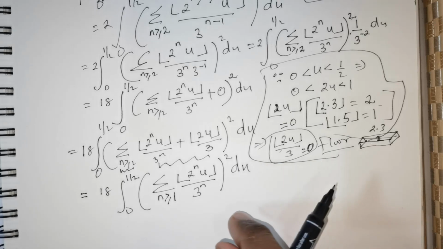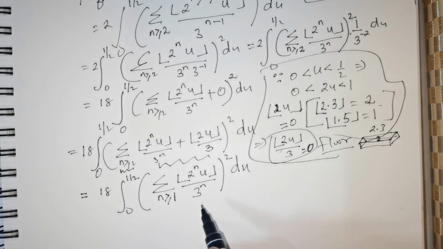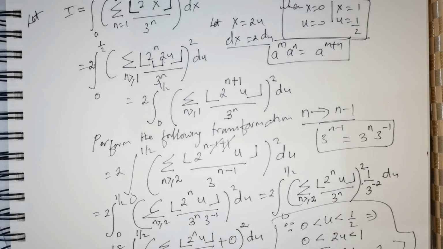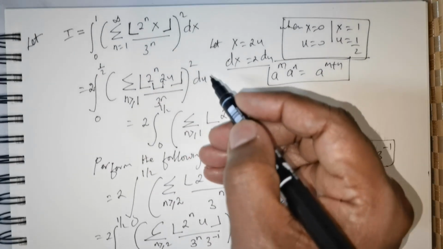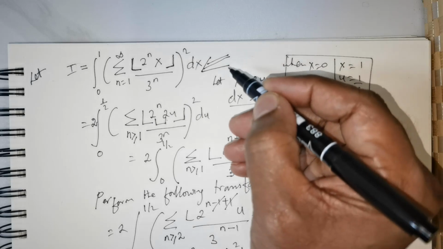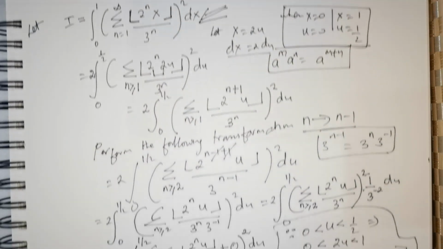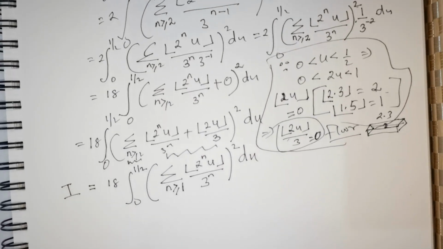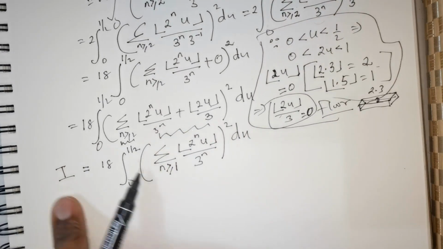Right, so now what I wish to do is, it's time for me to go and consider the original problem. The original problem is this. This is the original problem that we started with, right? And then the problem had now become like this. This is how the problem has changed. And on the left you got I, and this is what we have got.